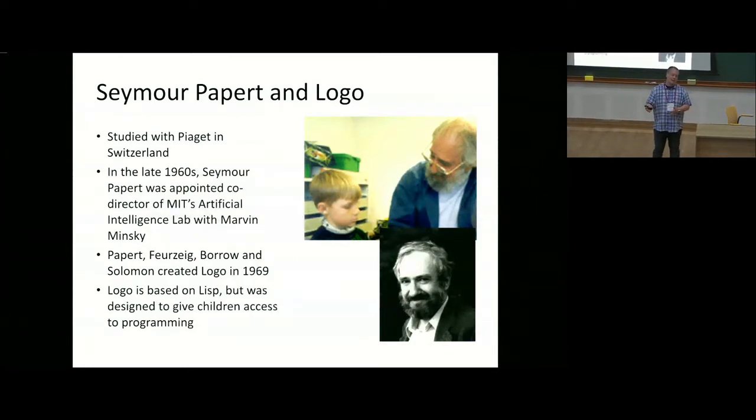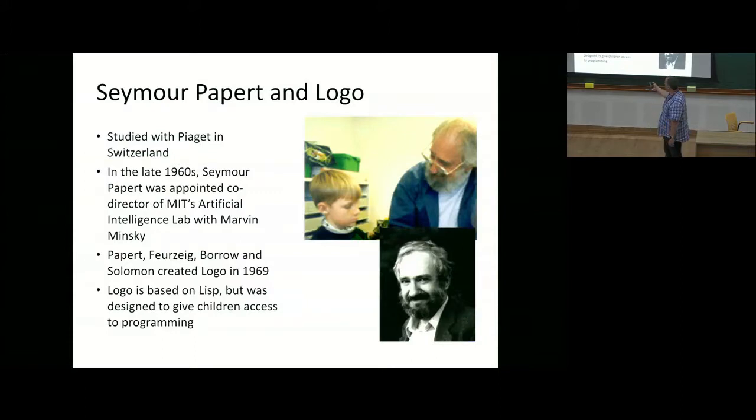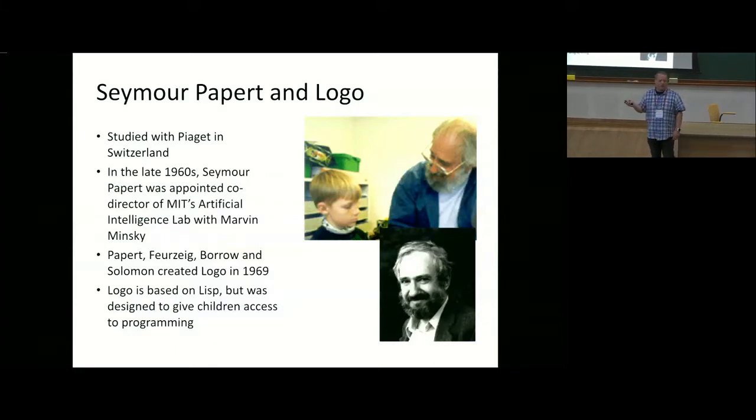So we're jumping back in time again. We're going back to the 1960s, right? He studied with a famous learning researcher known as Piaget in Switzerland before he came to the United States. And in the late 60s, he, with Marvin Minsky, probably one of the most prominent AI researchers in history, puts together the AI lab at MIT. Him, together with some of his students, create the language called Logo in 1969. Logo is based upon the artificial intelligence language Lisp, but was designed to give children access to programming.